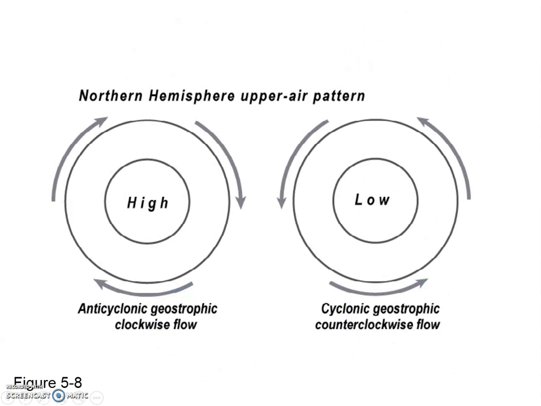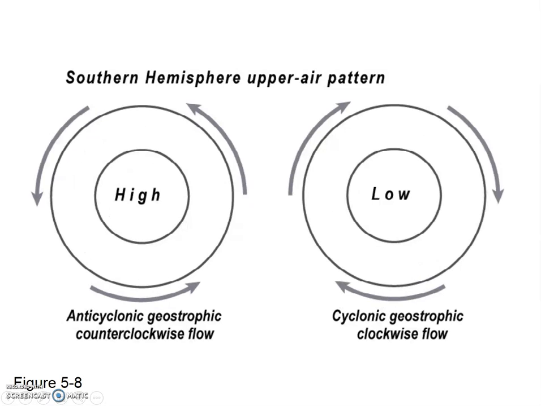So in the northern hemisphere, if we consider the pressure gradient and the Coriolis effect around a high pressure cell, we'd end up with clockwise geostrophic flow, and around a low pressure cell, we'd end up with counterclockwise geostrophic flow. In the southern hemisphere, this would be reversed, but I don't want you to focus too much on the southern hemisphere. Just know that it would be reversed.